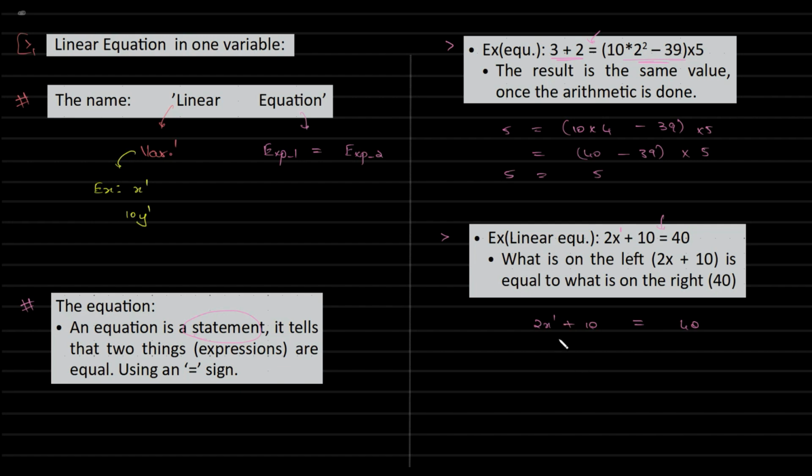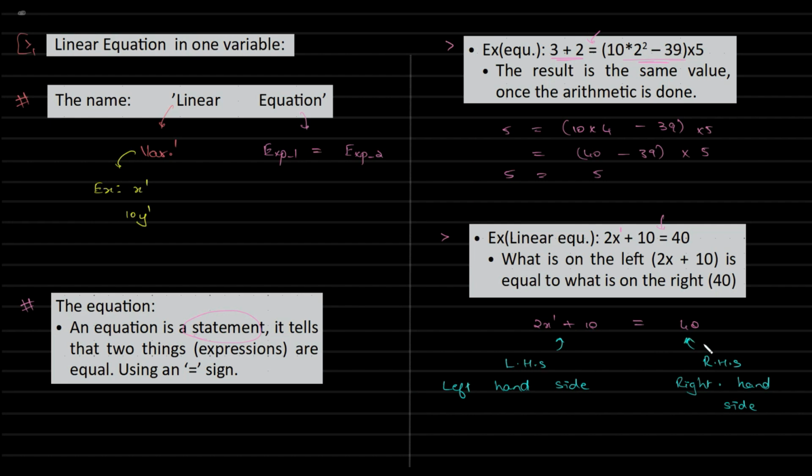Okay, this side is called as LHS, while this side is called as RHS. This side is your left hand side, and this side is your right hand side. Okay, right, so have a look at it.